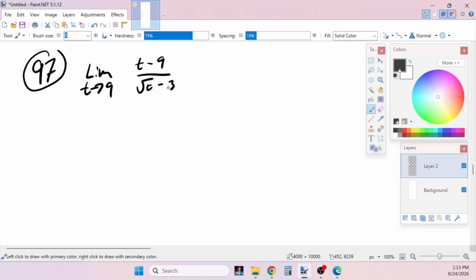Notice, if I try to plug in 9 right now, I get 9 minus 9 on top, which is 0. And the square root of 9 is 3, so 3 minus 3 on the bottom is 0. Indeterminate.